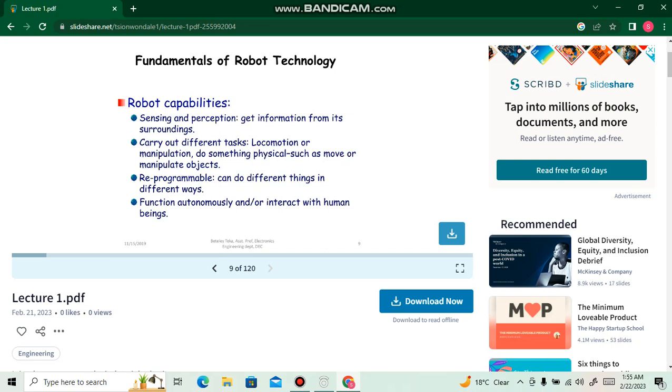Robot capabilities: sensing and perceiving, getting information from its surroundings; carrying out different tasks; locomotion or manipulation, doing something physical such as moving or manipulating objects; reprogrammable, can do different things in different ways; functioning automatically and or interacting with human beings.